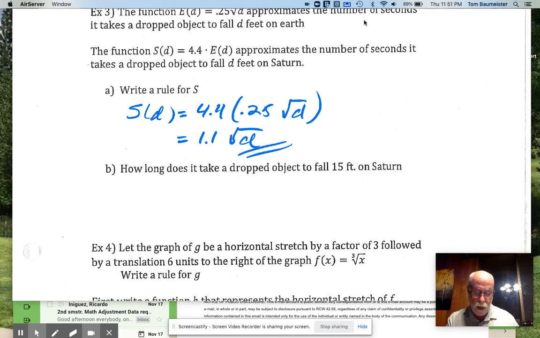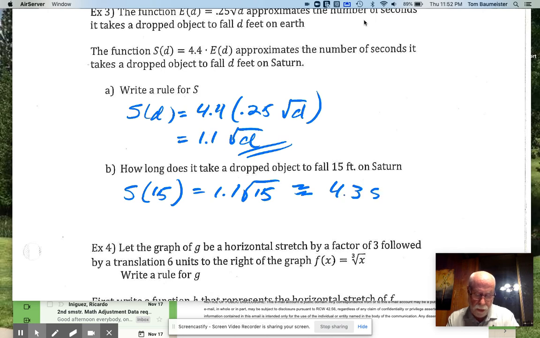And then they're asking us how long does it take a dropped object to fall 15 feet on Saturn? So we're going to say our d here is now 15. And that will be 1.1 times the square root of 15. And you plug that into your calculator, and you will get approximately 4.3 seconds.